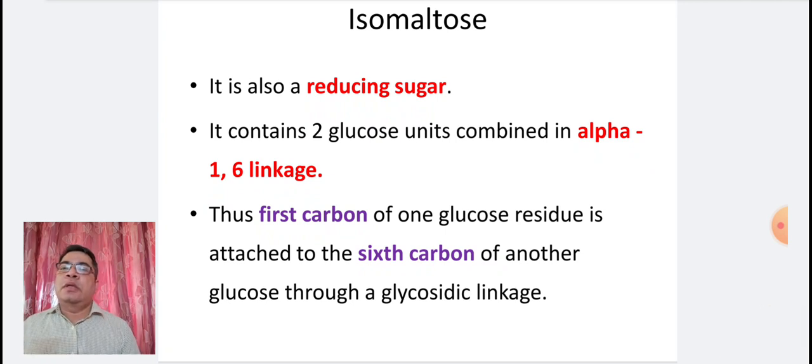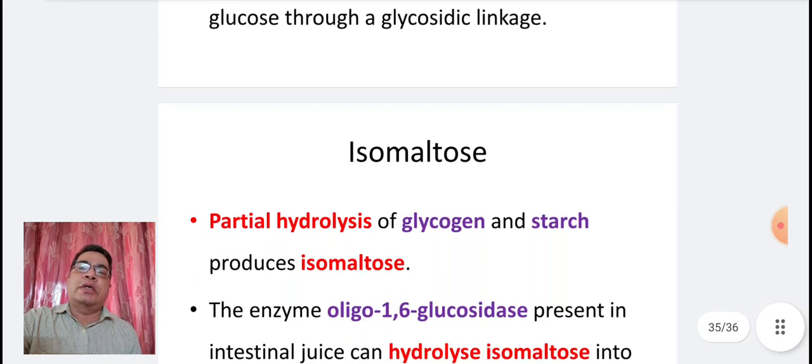Coming to the last of the disaccharides, isomaltose. It is also a reducing sugar. It contains two glucose units combined with alpha 1,6 linkage. Thus, the first carbon of one glucose residue is attached to the sixth carbon atom of glucose through alpha glycosidic linkage.